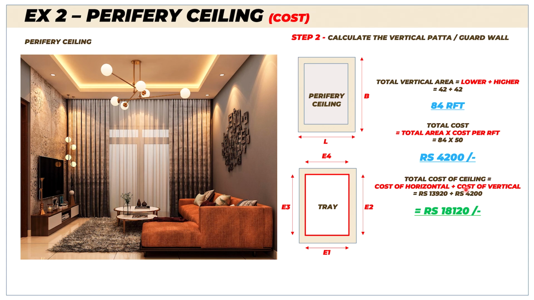Now we have to calculate the total cost of the horizontal ceiling and vertical ceiling. So to calculate that, we will add the total cost of the horizontal ceiling, which is 13,920 rupees, plus the cost of vertical patta, which we just calculated, 4200 rupees. So your total cost for the ceiling would come about 18,120 rupees. This will be the total cost of all ceiling for this room, which I have considered 14 feet by 10 feet. So this is how you calculate the area and costing for false ceiling.